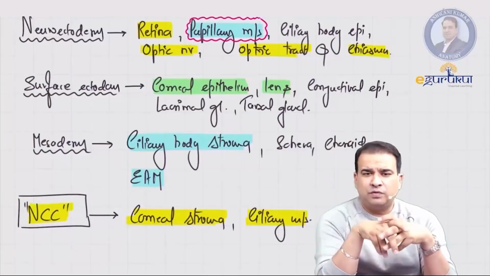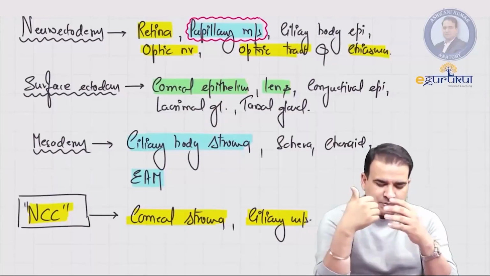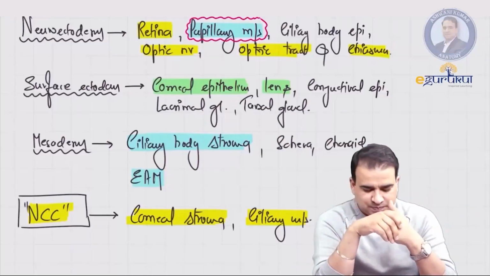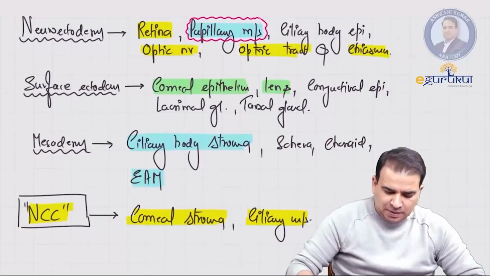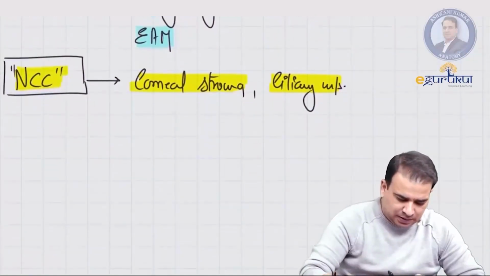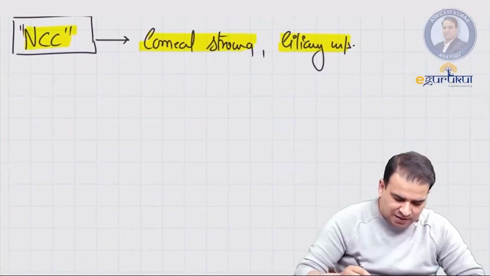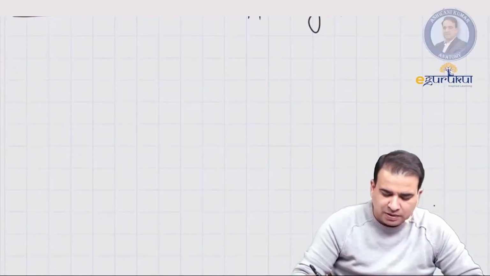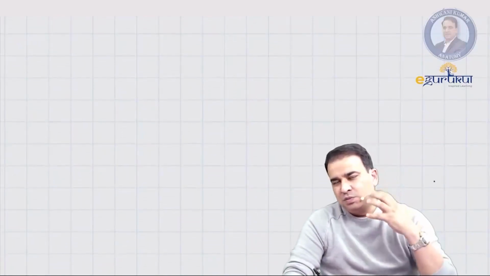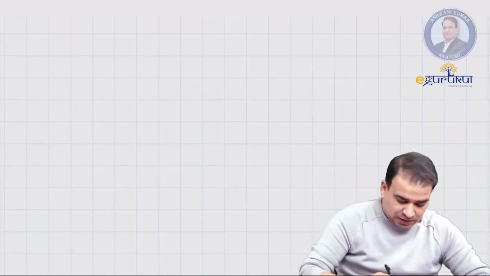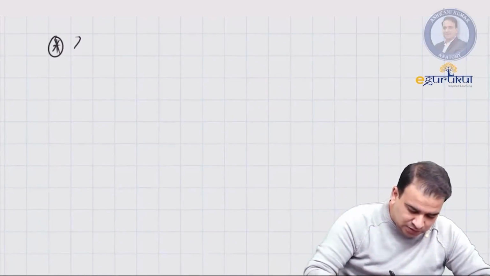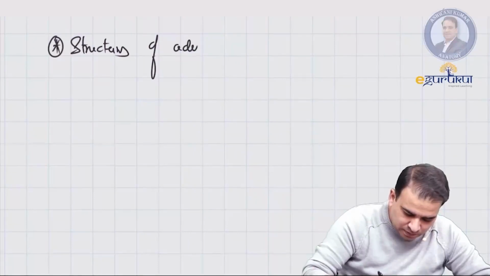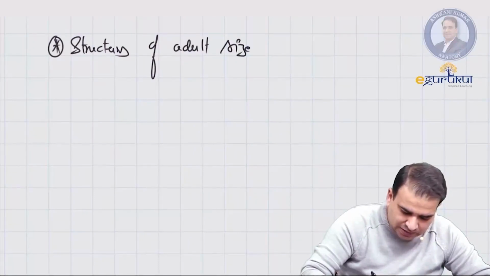As I said, this was one of the very popularly asked questions a few years back, although the intensity of this question has slightly gone down, but you never know. So let me just finish off this head, neck and face development by telling you about one last thing. They also ask one question from here: what are the structures which are of adult size at birth? So let us make a list of those structures also. The structures of adult size at birth.